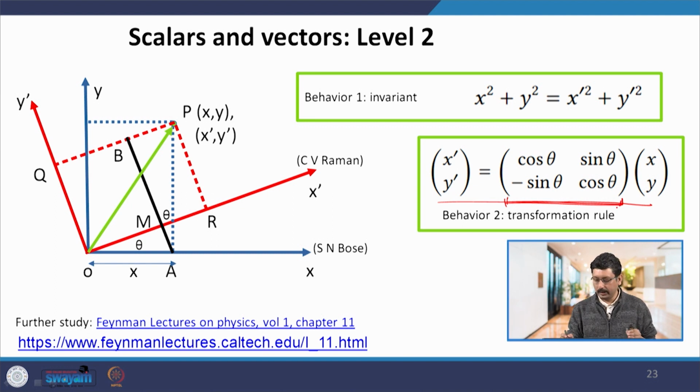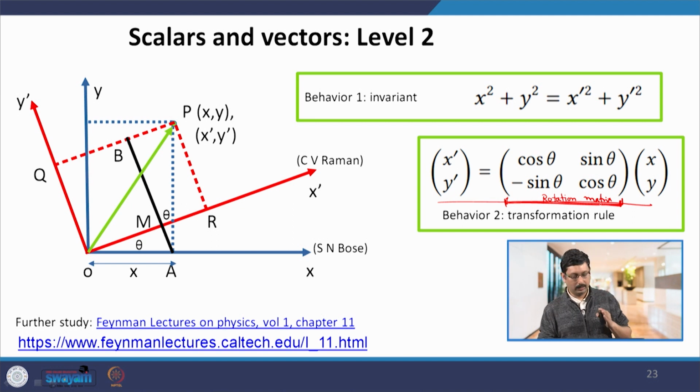So, in 2D this is an example of this rule, and this 2 by 2 matrix contains the information about how much rotation is required to go from the blue frame to the red frame. This is called the rotation matrix. This matrix represents this particular coordinate transformation.